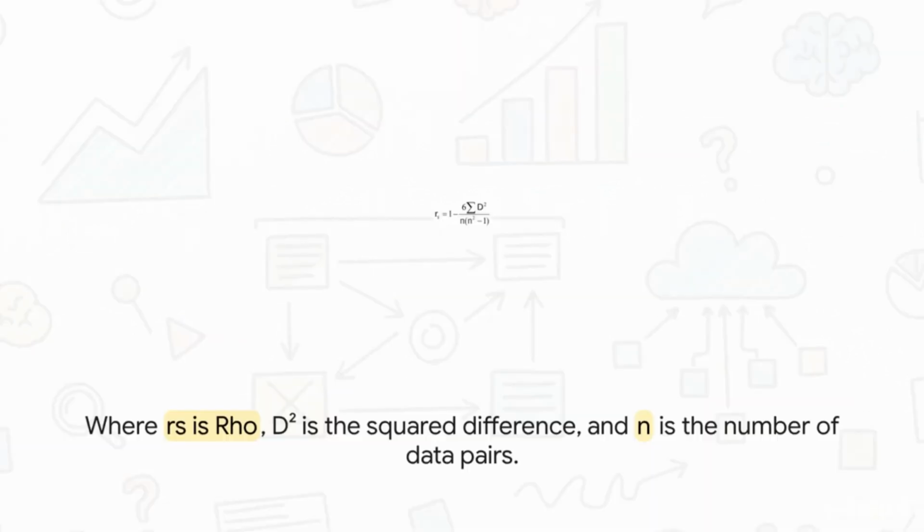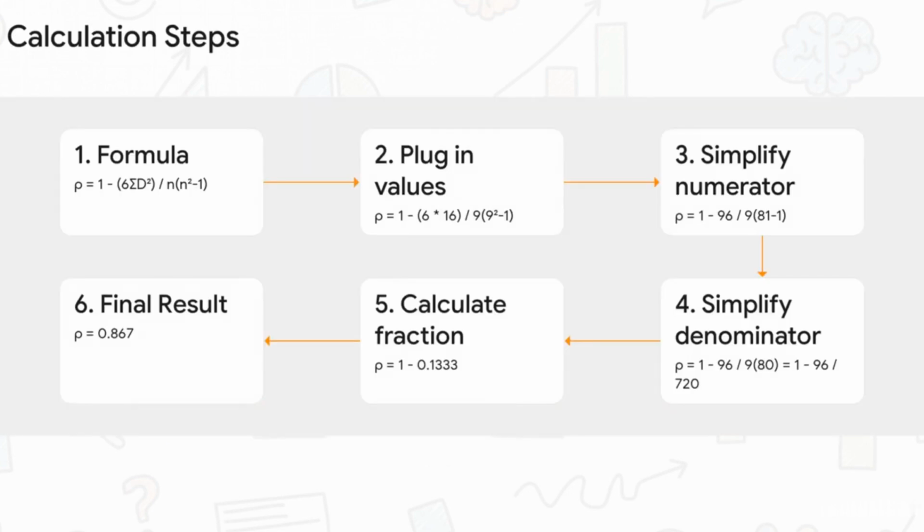Okay, here it is, the Spearman's rho formula. I know it might look a little intense at first glance, but don't worry, we literally have every piece we need. That RS is just the symbol for rho. We already figured out that sigma D squared is 20. And N, that's just how many pairs of data we have, which for us is 10 students. Let's just walk through this one step at a time, nice and easy.